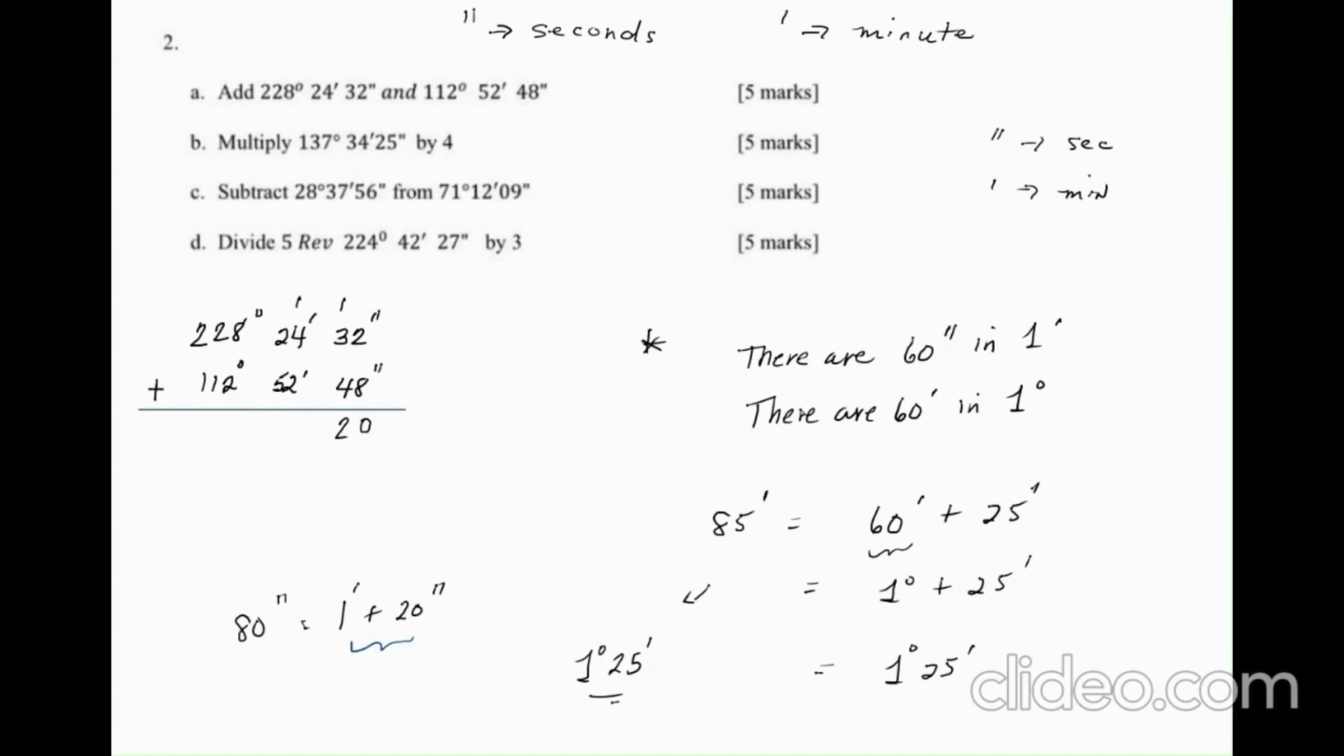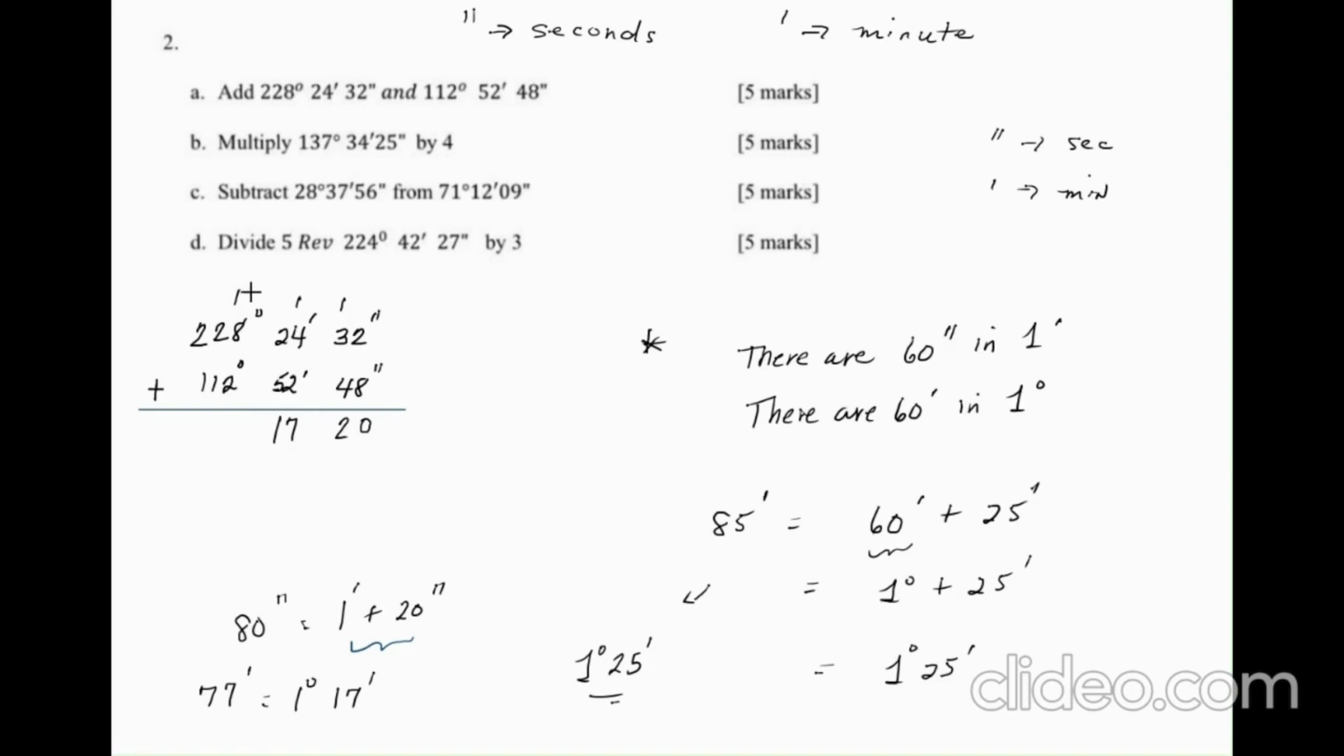All right, let's proceed. So now 1 plus 4 is 5. 5 plus 2 is 7. I carried nothing over, but now I have 2 plus 5 is 7. So here I have 77 minutes. But I know that this is 1 degree and 17 minutes, because I take the 60 out of here. So I'm going to carry that 60 to the degrees as just 1 degree, and here I'm left with 17, from the 77.